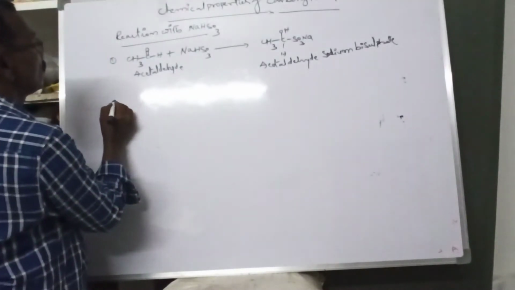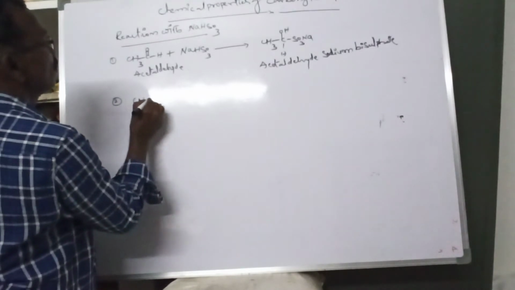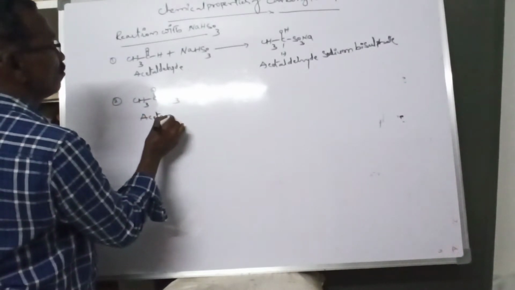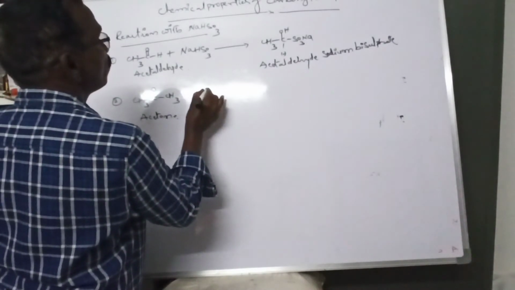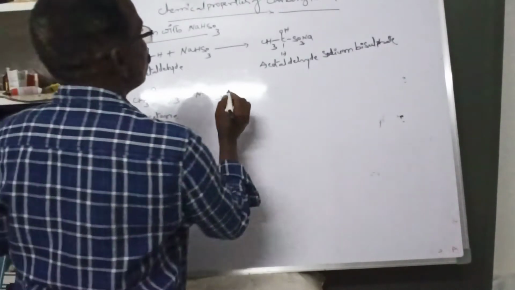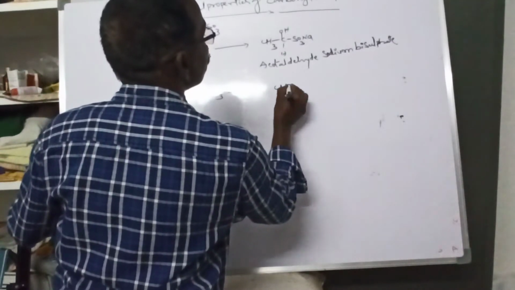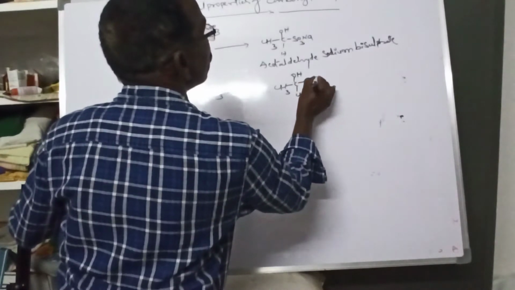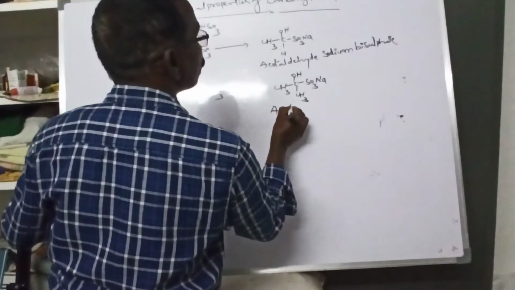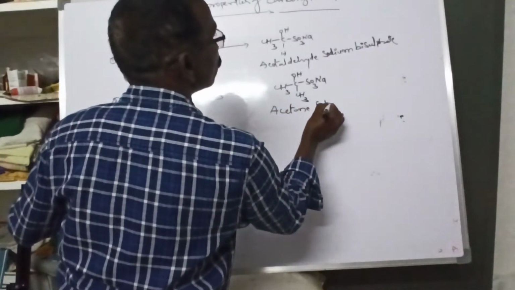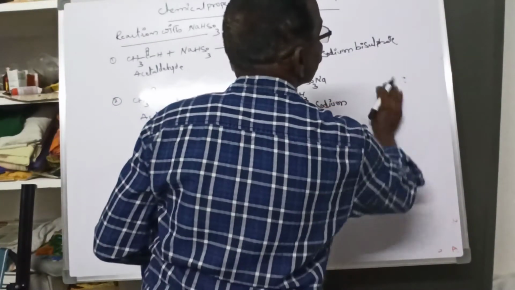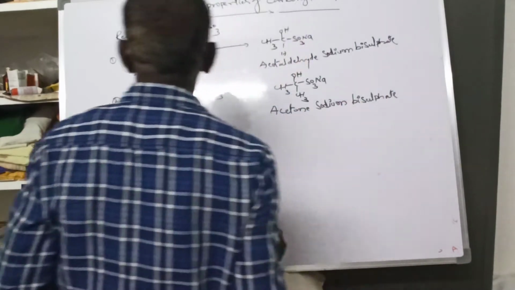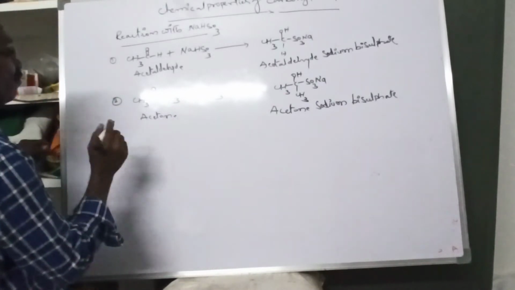If you take a ketone compound, that is acetone, the same type of compound is formed, but the name is different. Acetone, CH3 C double bond O CH3, when reacted with sodium bisulfite gives CH3 C OH CH3 with SO3 Na. Acetone sodium bisulfite is formed.